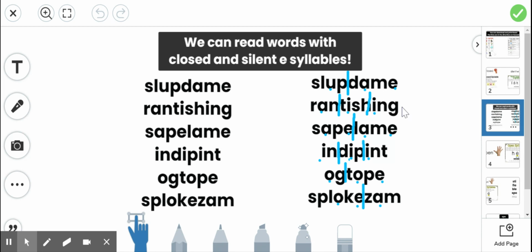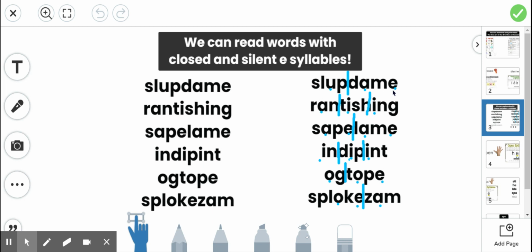So there's 6 in all, but I rewrote them over here and divided them into syllables. So I found the vowels, and then I broke them apart into syllables. So for example, this first one, you can see it starts with a closed syllable, so that would be a short vowel sound. And then the next syllable has the silent E, so this would be a long vowel sound.